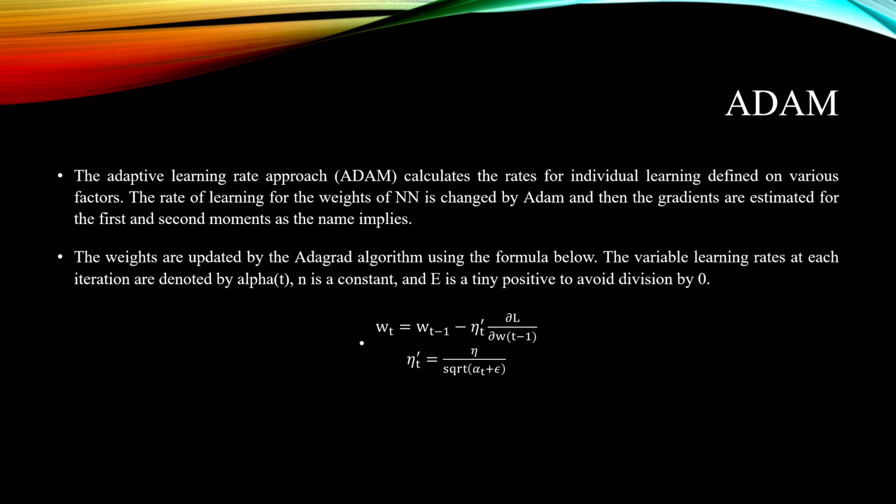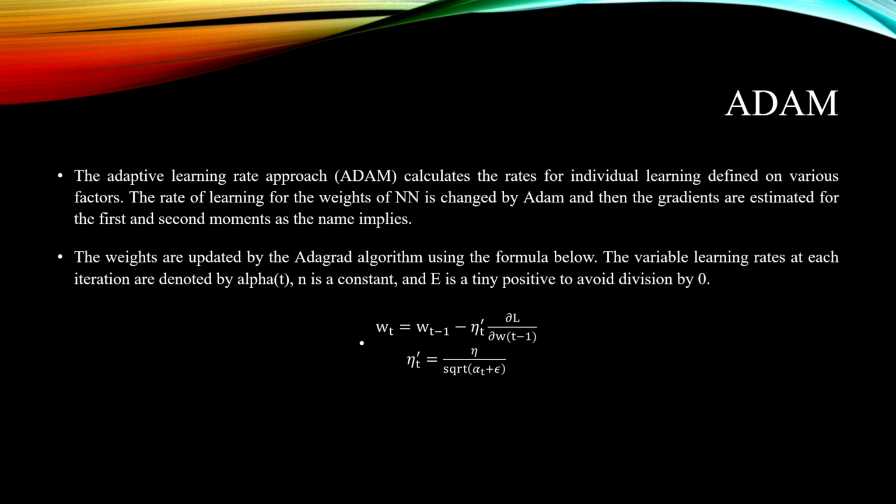Next is ADAM. ADAM is adaptive learning rate approach, which will calculate the rate for individual learning defined on various factors of learning. It is a combination of RMSprop and stochastic gradient descent with a momentum. It uses the squared gradients to scale the learning rate like RMSprop, and it takes advantage of the momentum by making use of average of the gradient instead of gradient itself.